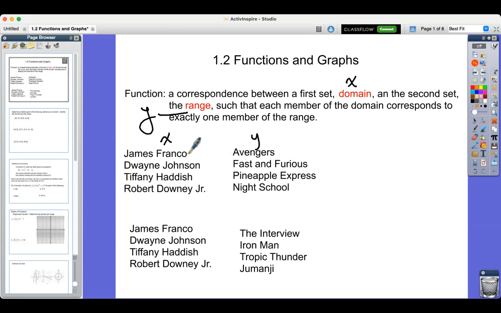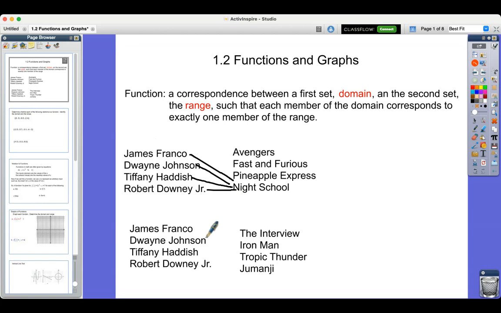So for example, James Franco here, he was in this movie. Dwayne Johnson, Tiffany Haddish, Robert Downey Jr. So all these right here, this set is a function. It's good. Everything here goes to one thing only. Now, can everything go to one? That's fine. Let's say every single one of these were in this movie, just this movie only. Let's say they all were in Night School. That is fine, because everything over here is going to just one unique thing.